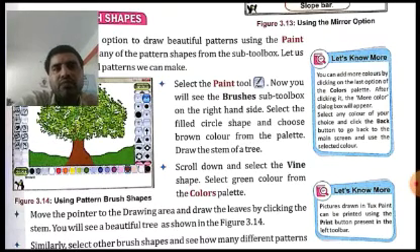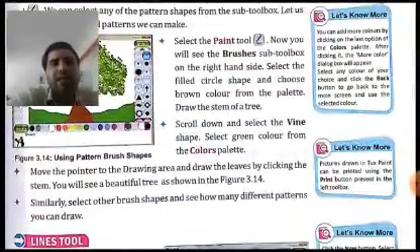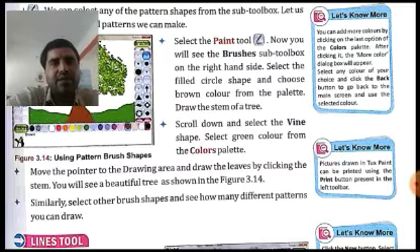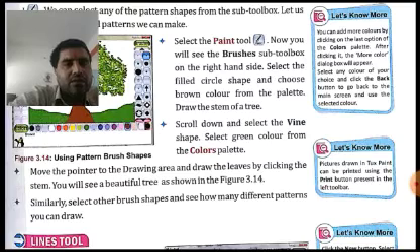Wherever you want to draw the leaves, you will click on that portion, and the leaves will be drawn around the stem. In this way, you will see a beautiful tree will be created as shown in this figure. Similarly, you can select other brush shapes, and you can see how many different patterns you can draw.